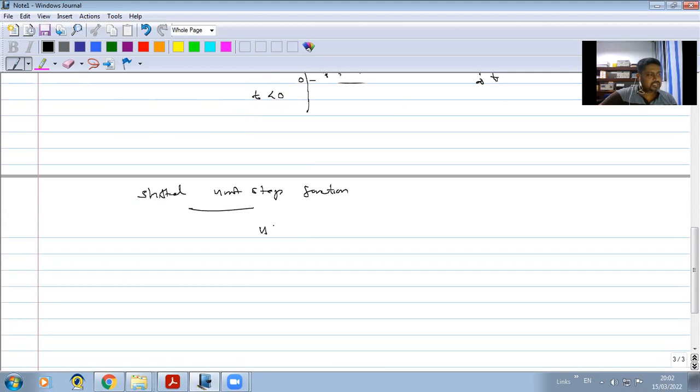It is defined as u(t minus t naught). In the previous case, it is 1 and 0. Only two levels are there, 1 and 0. The 1 occurs when t is greater than or equal to t naught, and 0 occurs when t is less than t naught. So this is the shifted unit step function definition.